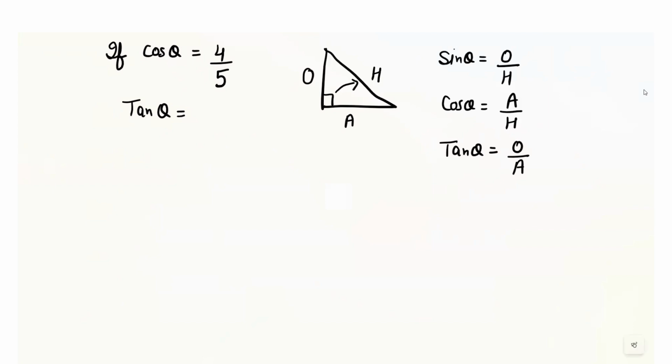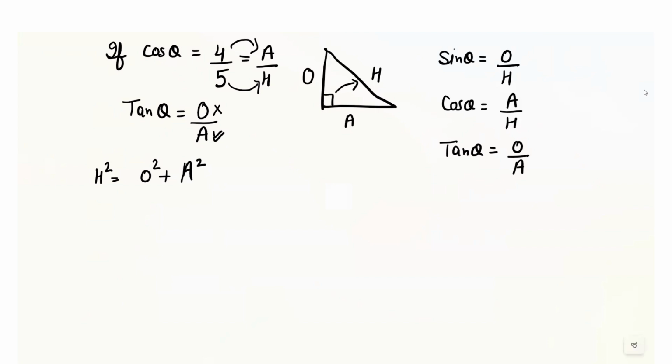Now, since the value for cos theta is already given, that means they have already given us the value of adjacent and the value of hypotenuse. Tan theta is equal to opposite over adjacent, where the value of adjacent is already given, but the value of opposite is not given. So in this case, we have to calculate the value of opposite by using the Pythagoras theorem, which says H square is equal to O square plus A square.